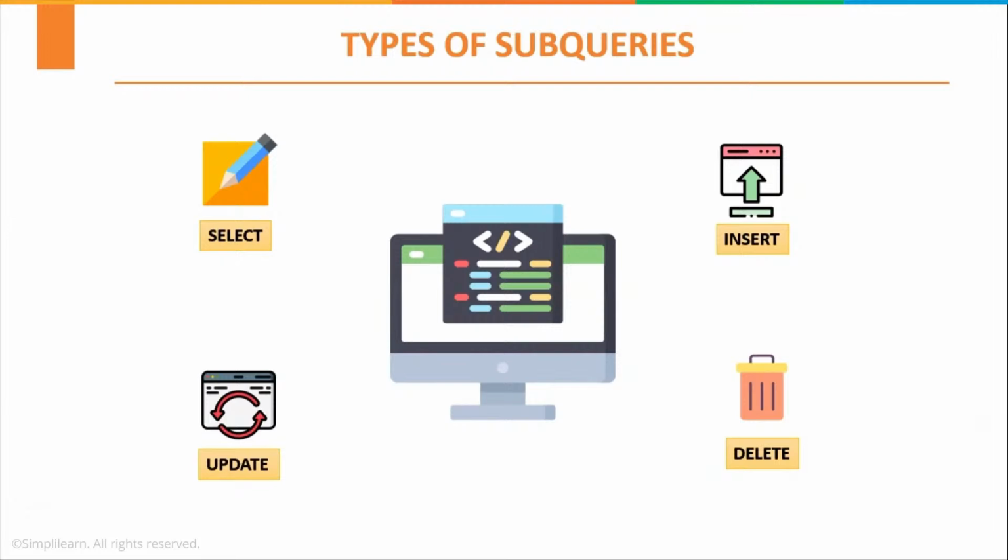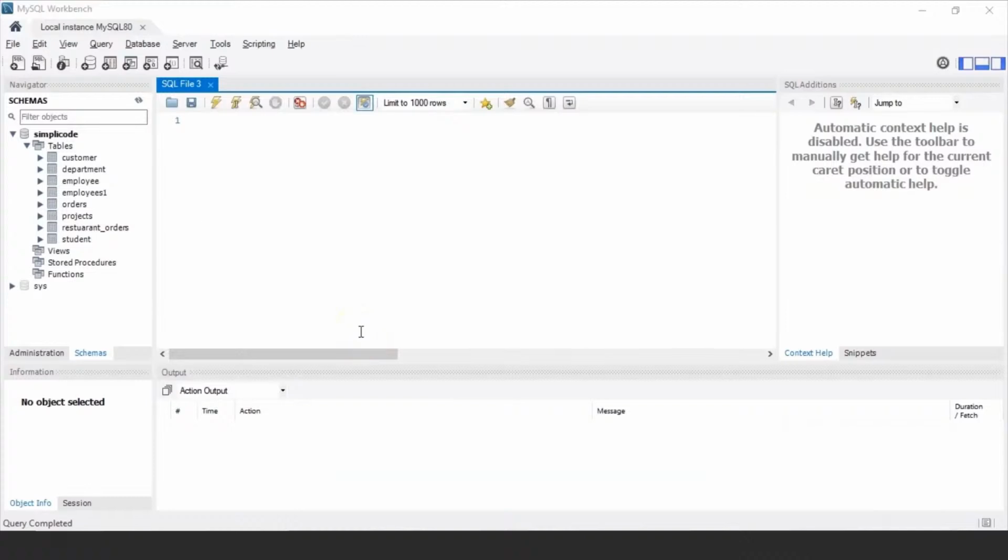So now that we have understood what subqueries are and their different types, let us jump into MySQL Workbench to execute the various subqueries that are used in SQL. As you can see, MySQL Workbench has started and we have various tables in our database SimpliCode, such as customer, department, employee, employee1 and so on. Firstly, let us discuss the subqueries using the select statement.